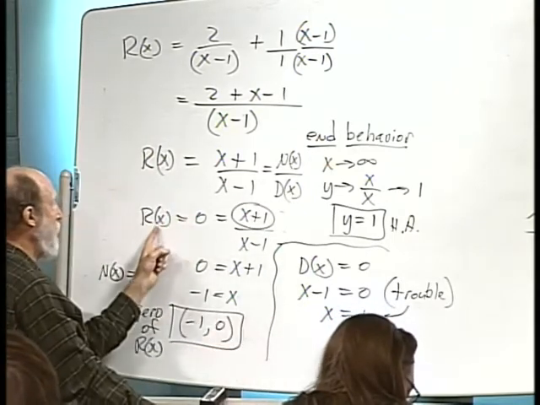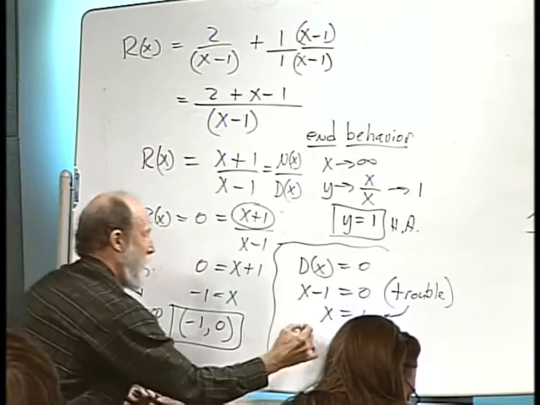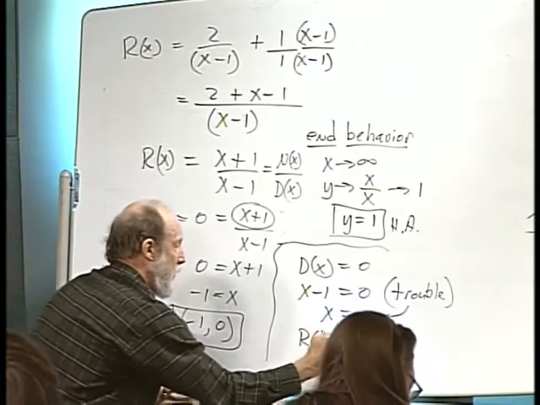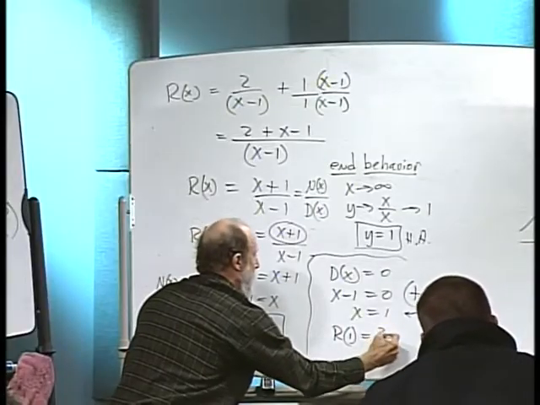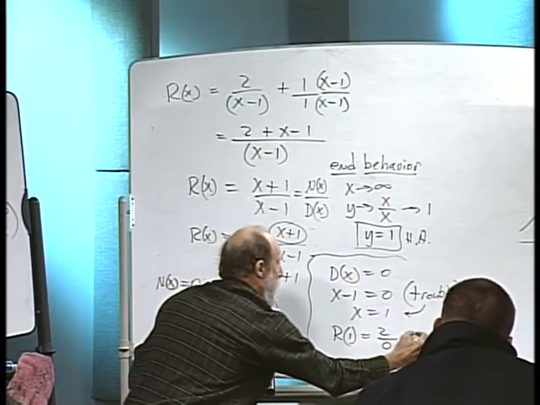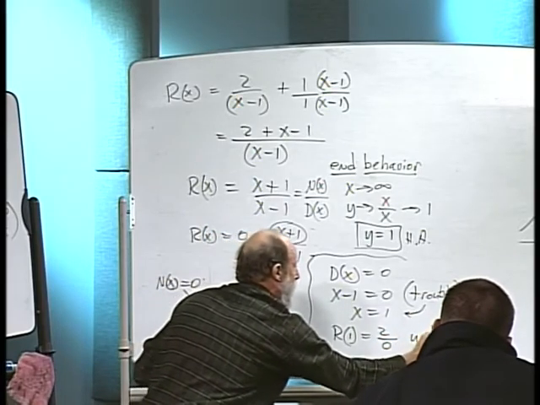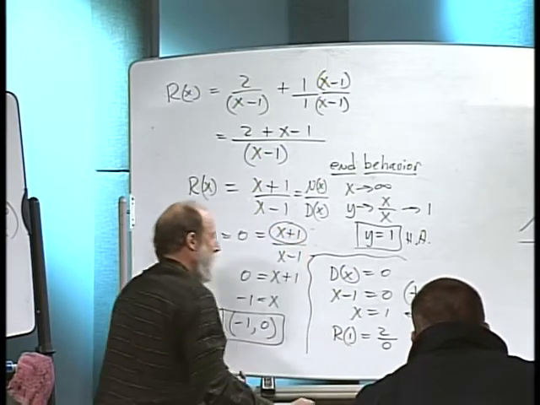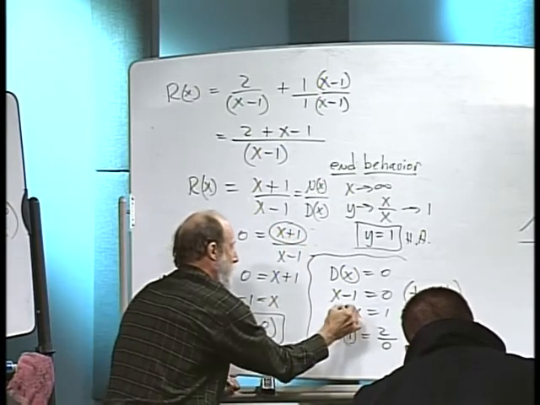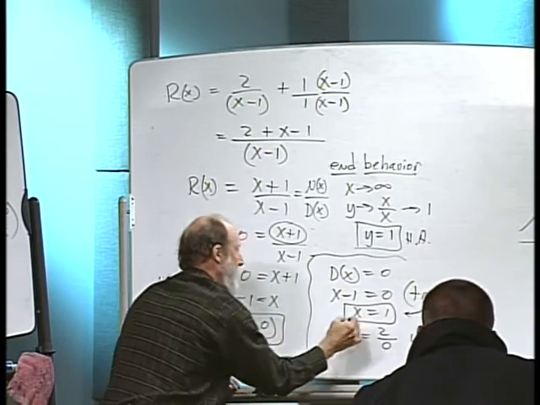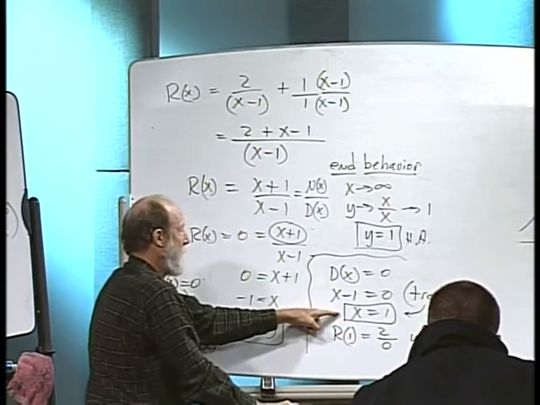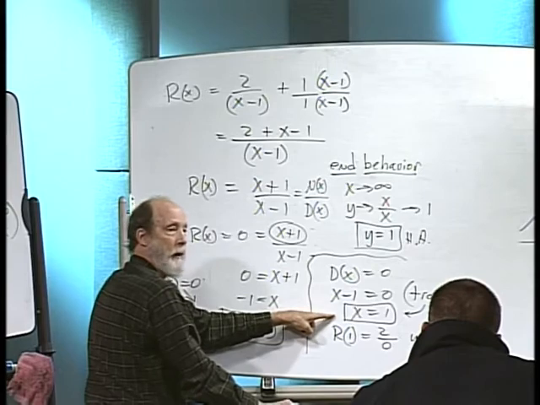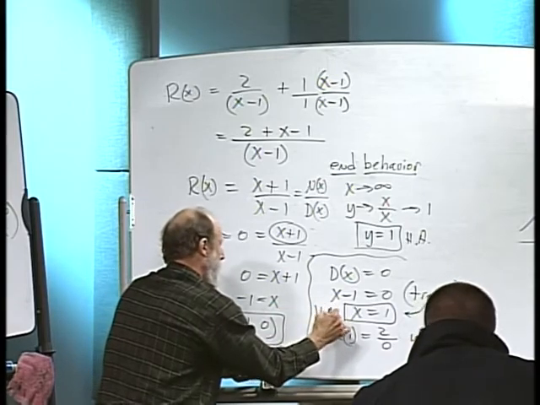You go back and try putting a 1 into your function, folks, and you get a nice 2 in the numerator over 0, which is undefined. So this is how you find vertical asymptotes, usually, by setting the denominator equal to 0. So this is going to be a vertical asymptote.